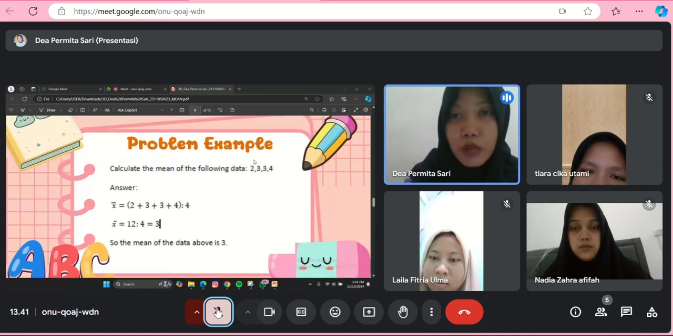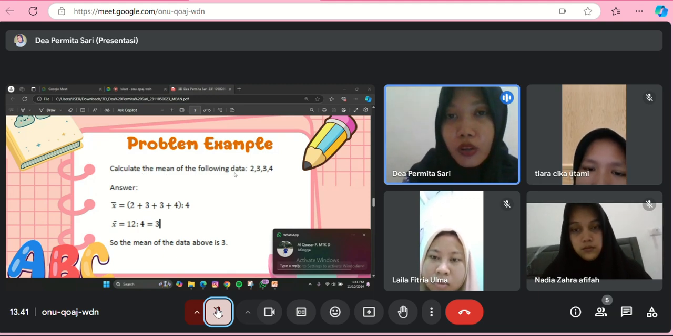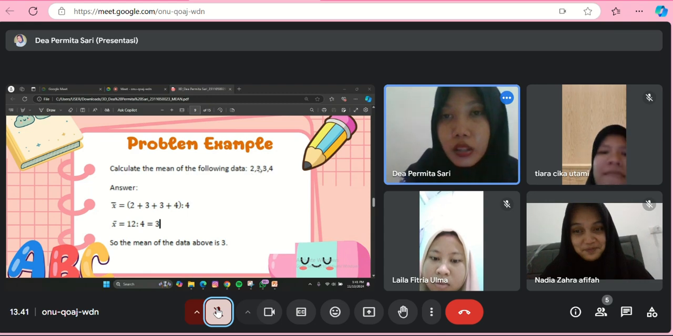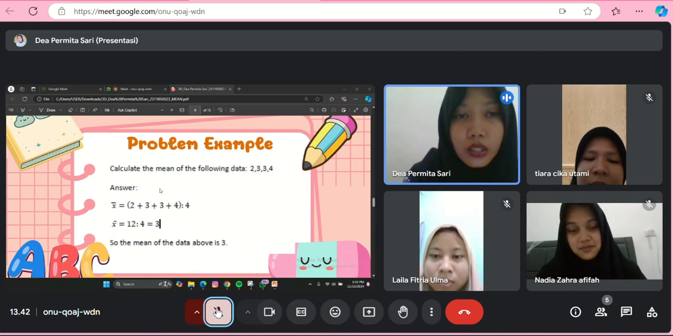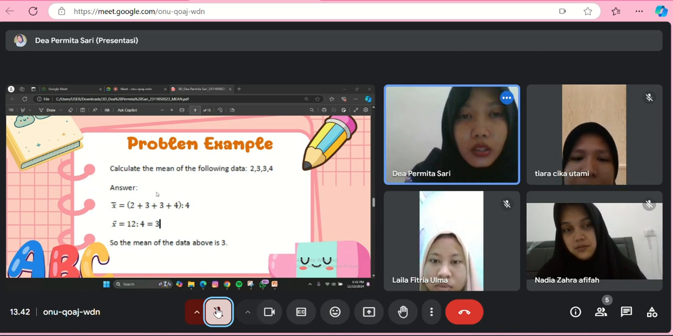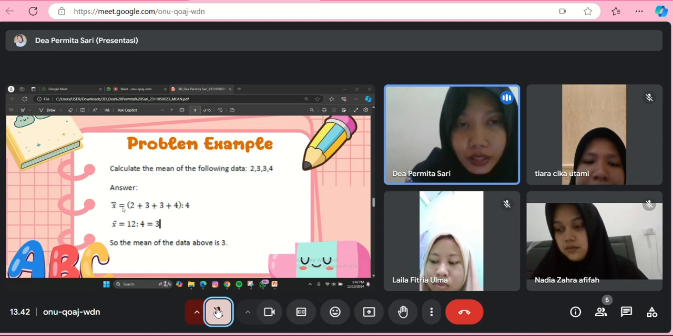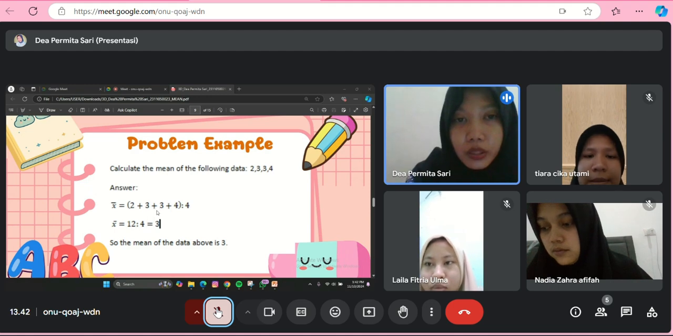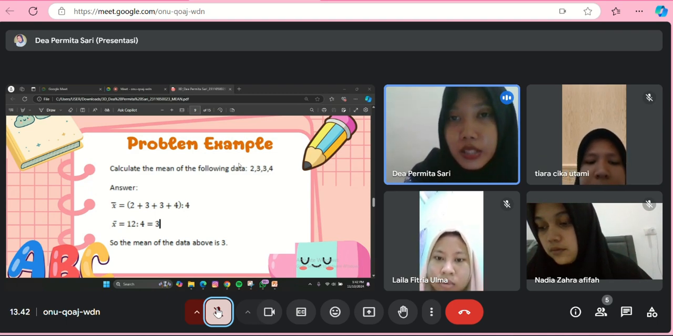Okay, next we have a problem example. Calculate the mean of the following data: 2, 3, 3, 4. The answer is, we use the formula of single data. X bar equals 2 plus 3 plus 3 plus 4, divided by 4. Why 4? Because the data has 4 values: 1, 2, 3, 4.